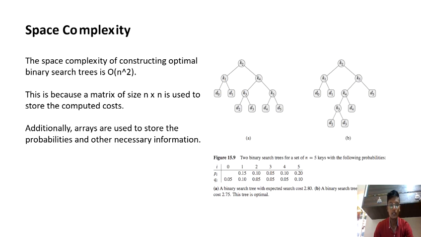Space complexity. The space complexity of constructing an optimal binary search tree is O(n^2). This is because a matrix of size n by n is used to store the computed costs. Additional arrays are used to store the probabilities and other necessary information. You can store the information using the arrays in the binary search trees.